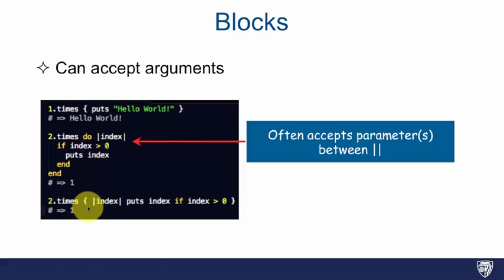Now we could have written exactly the same block in this way as well, 2.times, and because it's a single line, we'll use curly braces instead of using do and end. So the same thing is happening. You have an index parameter, puts index if index is greater than 0, and the output is still 1.